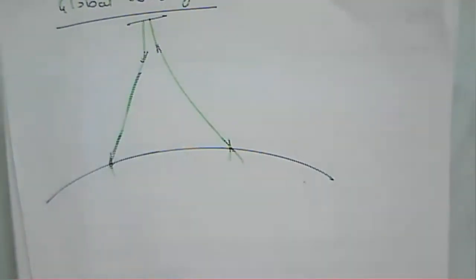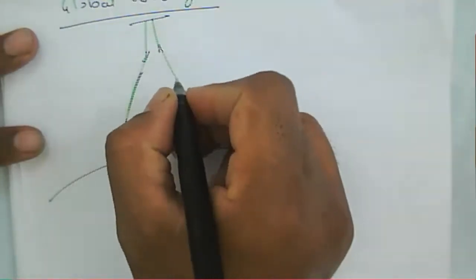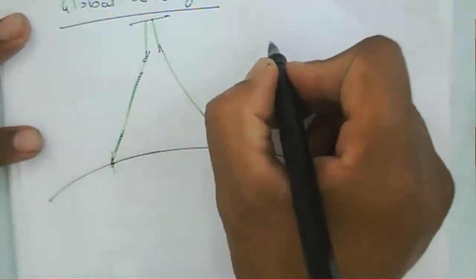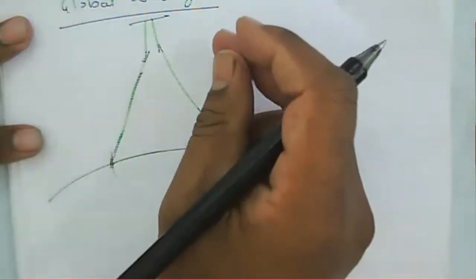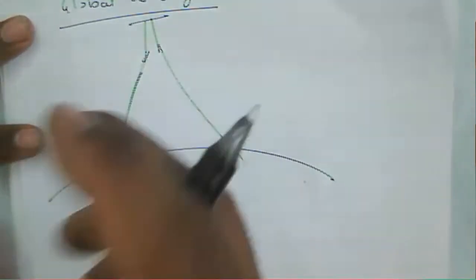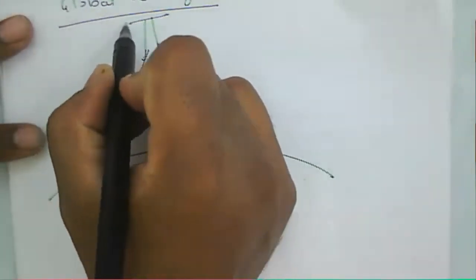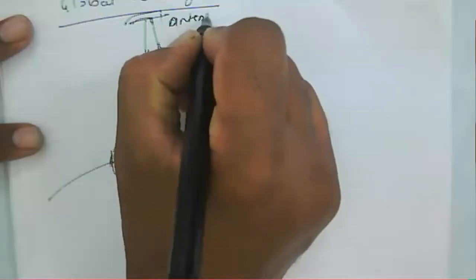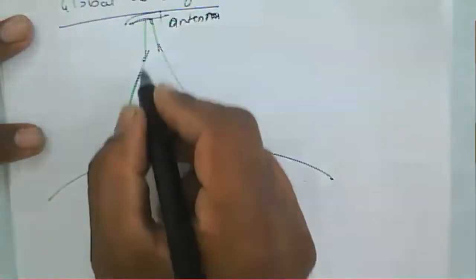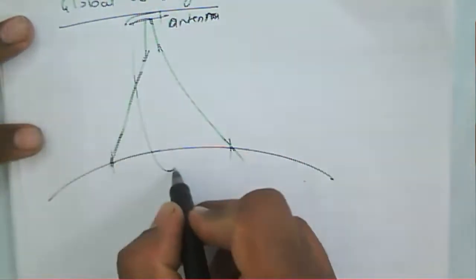In that case, what will be the beam width of this particular horn antenna? To understand the beam width, we should know what the sub-satellite point is. From the satellite, this is the antenna, and this is your radiation pattern. So beam width depends on that.